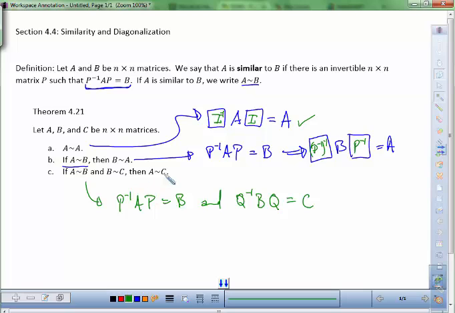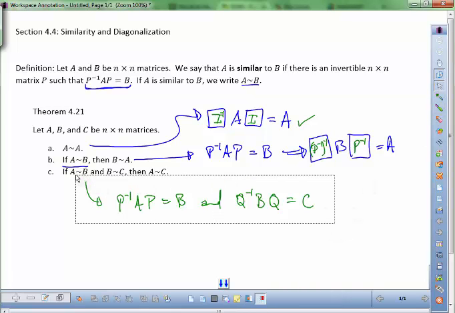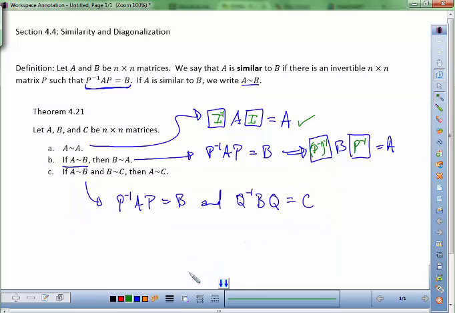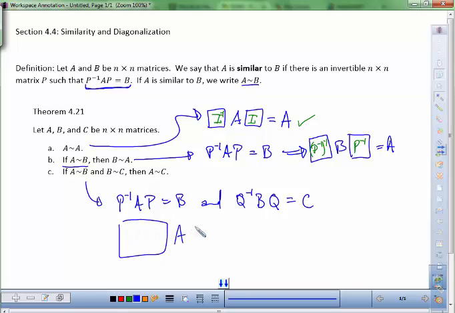And then transitivity says that A is similar to C, so what we want is a relationship between A and C. So if we can find a matrix here, and I drew the boxes bigger because it might be bigger, so that this is going to equal C. What do you think that's going to be?